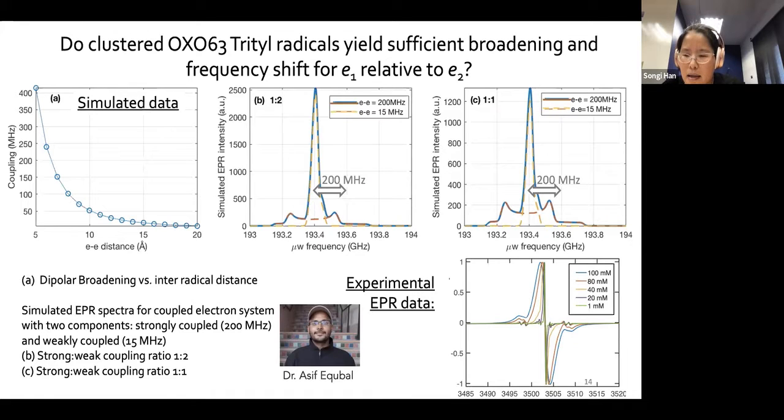Experimentally, I'll tell you a caveat, for some technical reason we just did that at X-band, so you cannot take the absolute frequency too seriously, but we see going trityl from 1 to 100 millimolar, you see dramatic broadening. This is at least something of the order of 100 megahertz. So that kind of broadening can be indeed directly seen.